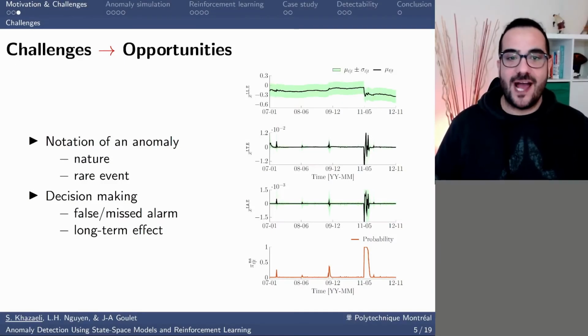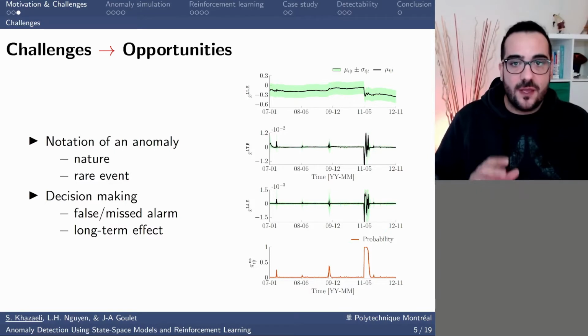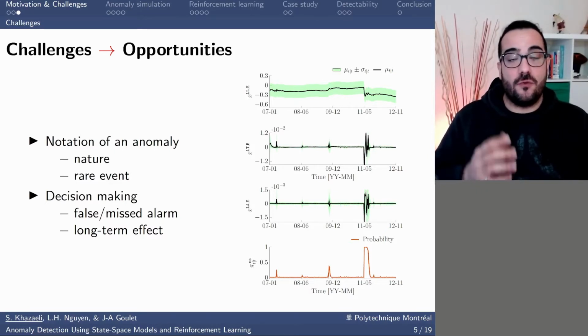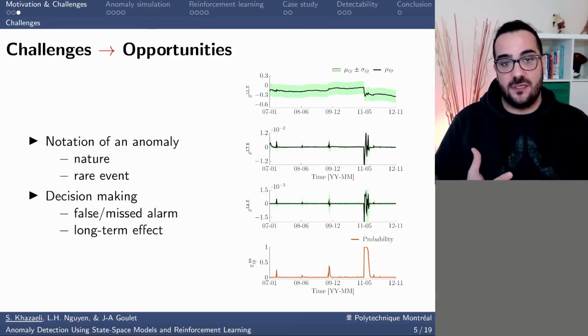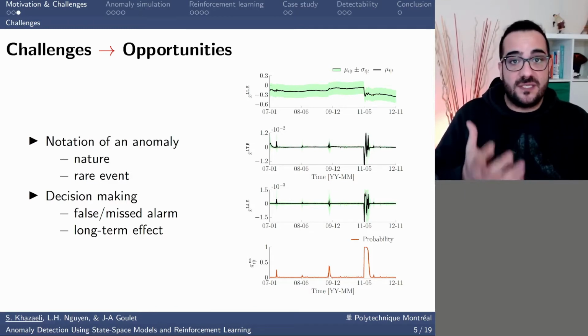Okay, let's see what the challenges are. We have basically two challenges. First, what is the notion of the anomaly? In other words, what is the nature of the anomaly? Also, how do we model anomalies, especially considering the fact that they are rare events? And the second challenge is, how do we make decisions? For example, trigger an alarm when an anomaly happens. But at the same time, we don't want to have a lot of false alarms or miss an anomaly. And we want to know what the long-term effect of our decisions is. So in the next sections, we're going to address all of these challenges and you will see a real-world example.